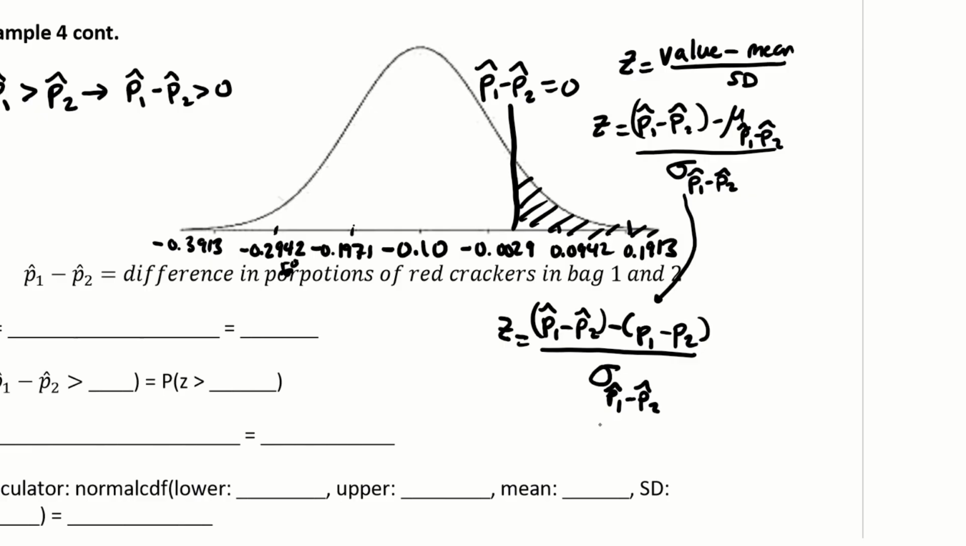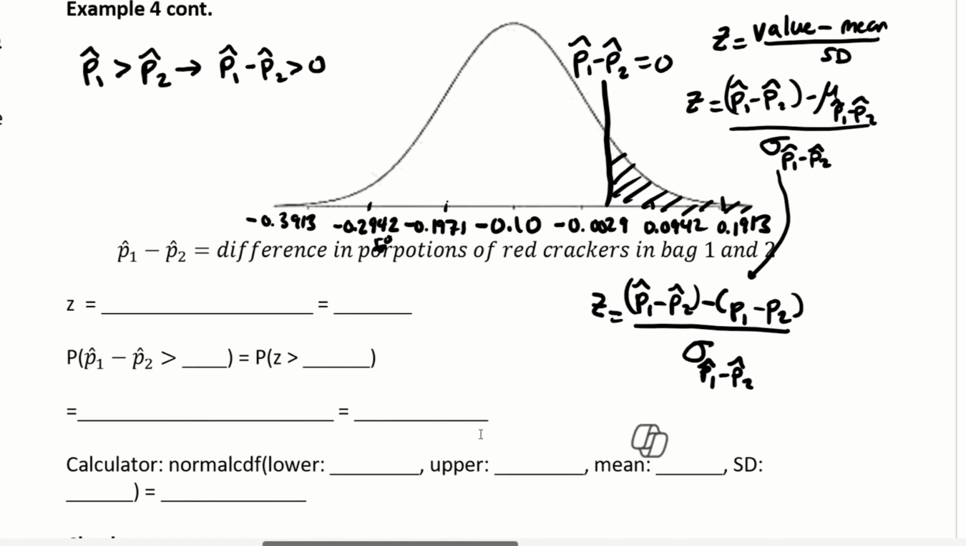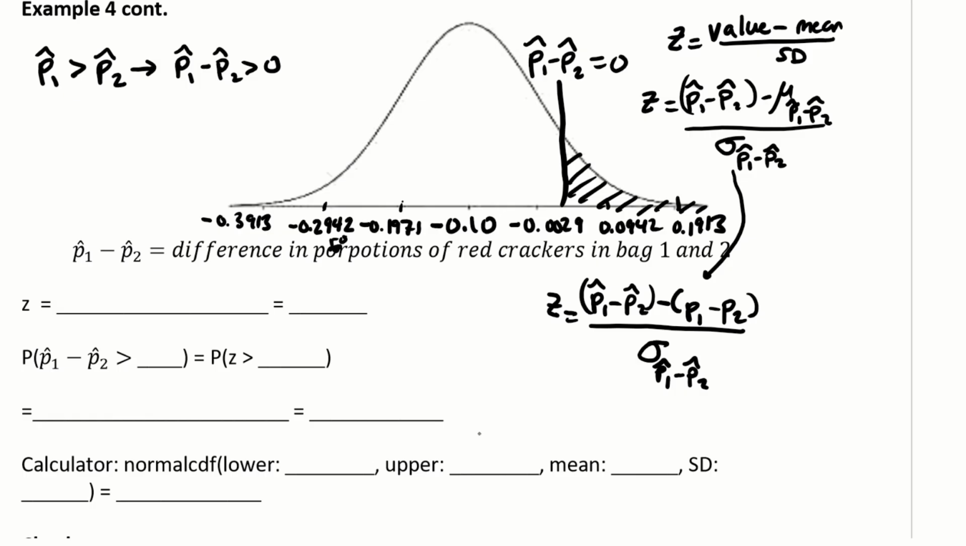So let's go and calculate it. What's p hat 1 minus p hat 2? It's 0, right? That's the value that we're looking for. So 0 minus the value that they're asking for. And then p1 minus p2, that's the negative 0.10. So we have 0 minus negative 0.10. Okay? So it turns to a double negative, which is positive, right? All right, so over the sigma, remember we said it was 0.0971. So this double negative turns into a positive, and so you're going to get positive 1.03 approximately for the z.